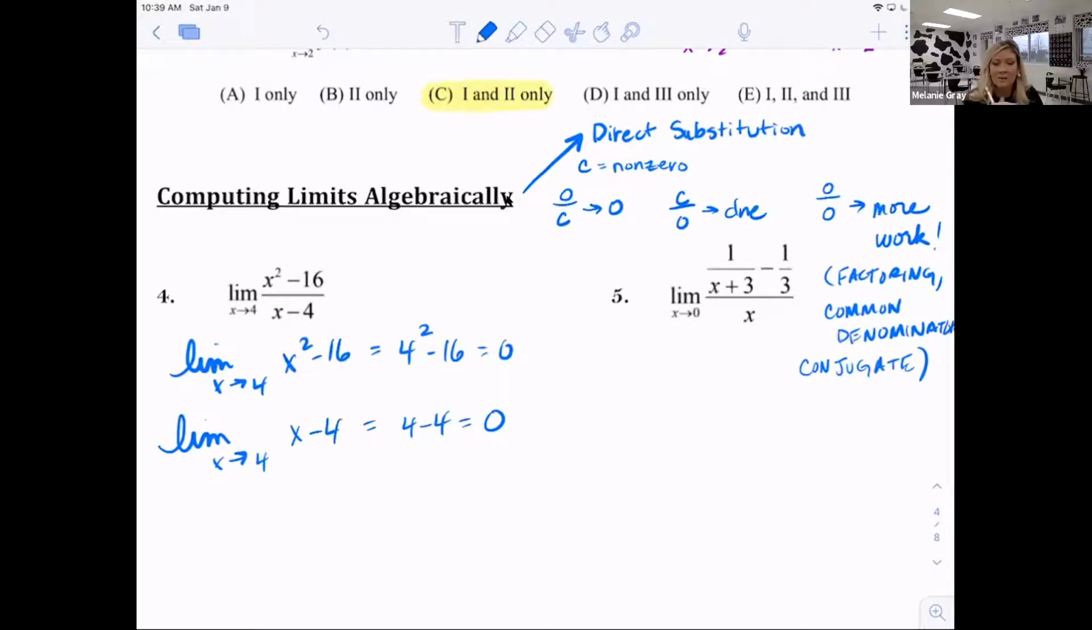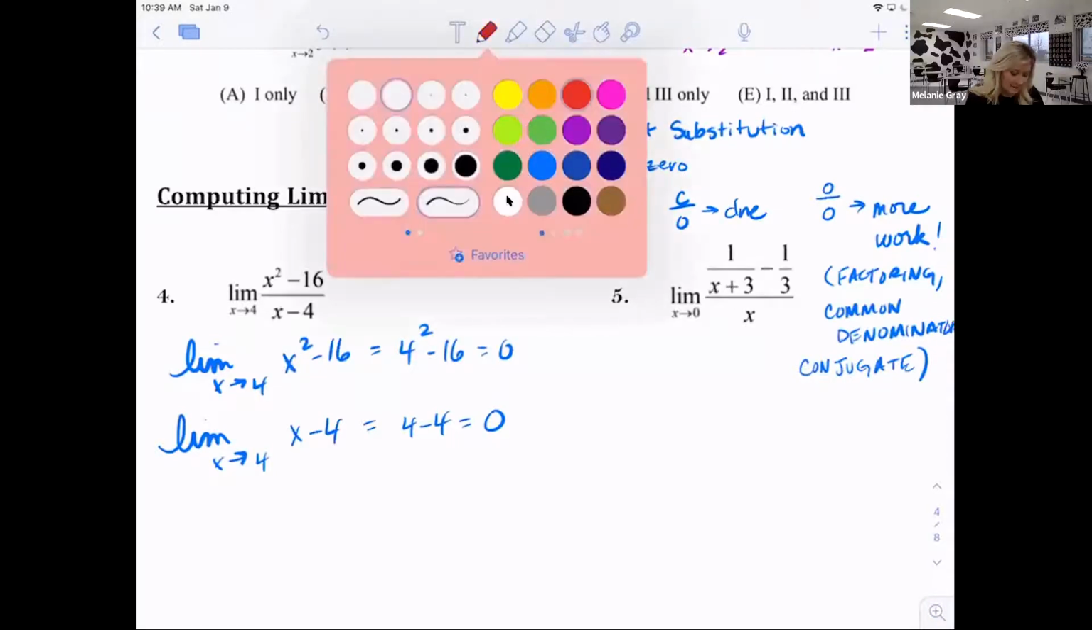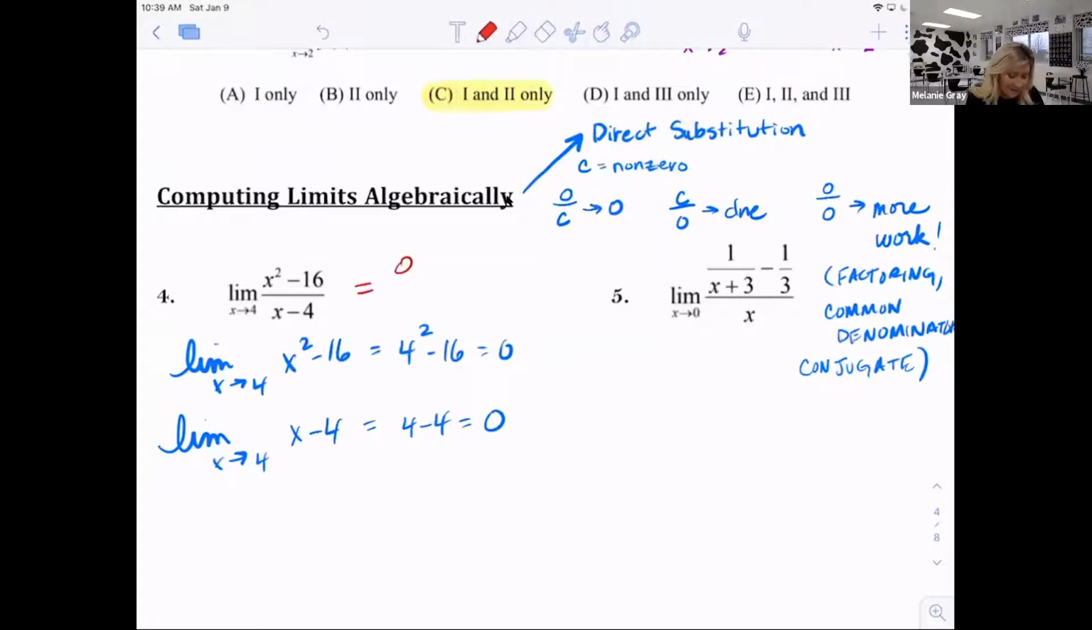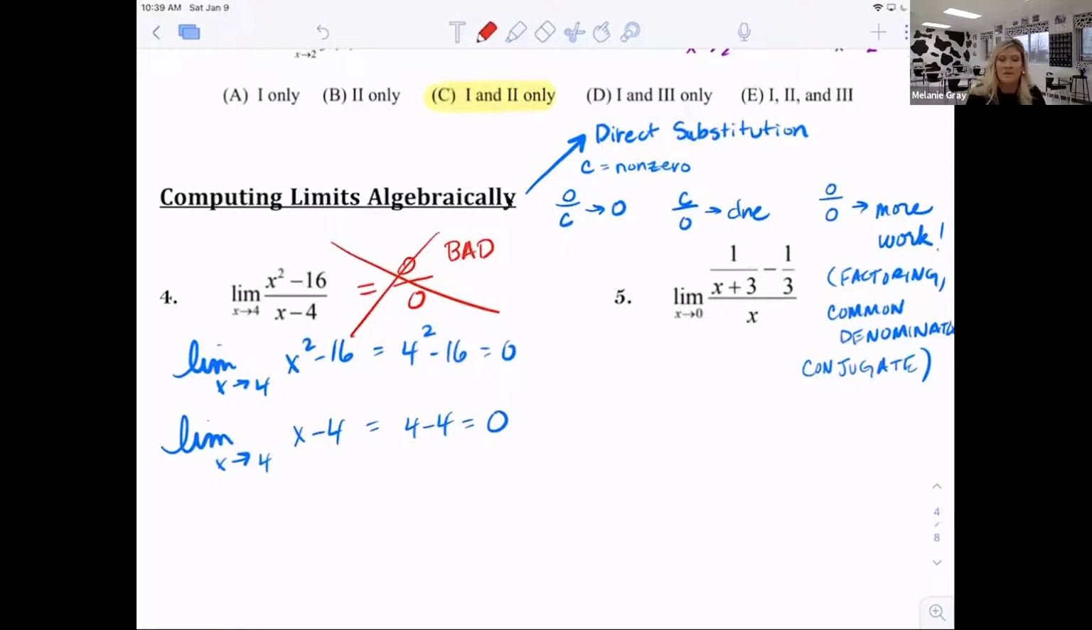Now, this is important for you guys if it shows up on the free response portion of the exam. You never want to write that the limit equals 0 over 0. Even though when you sub in 4, you get 0 on top and you get 0 on bottom, you will lose points on the free response portion if you say the limit equals 0 over 0. So I'm trying to model for you here, if something like this were to show up on the free response, you would want to write out the limit as x approaches of the numerator in one line and the limit as x approaches of the denominator in a separate line.